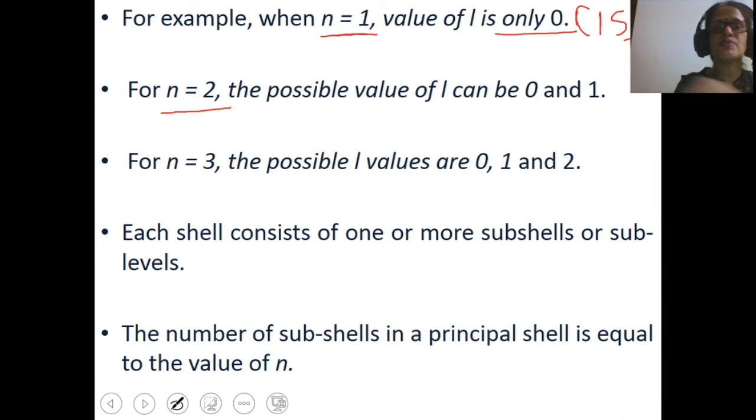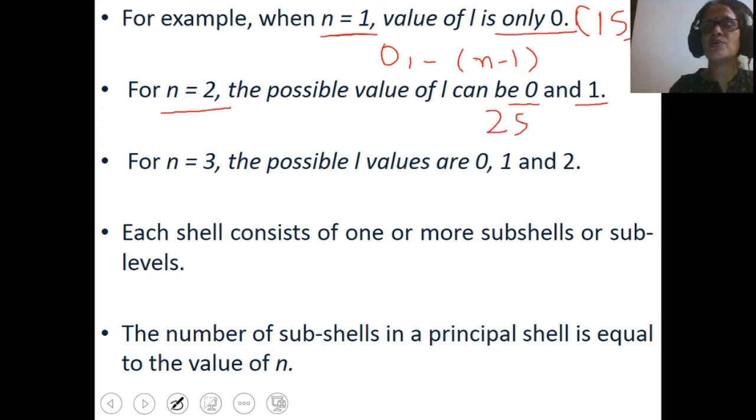If n is equal to 2, there are two possible values of L, 0 and 1. The values always start from 0 and end at n minus 1. So for n is equal to 2, the first value will be 0, and n minus 1 means 2 minus 1, which is 1. So 0 always represents the s subshell, but n is equal to 2, so it will represent the 2s subshell. Again, n=2, but L is equal to 1, and 1 always represents the p subshell. So n is equal to 2 means the second shell consists of two subshells, which are 2s and 2p.